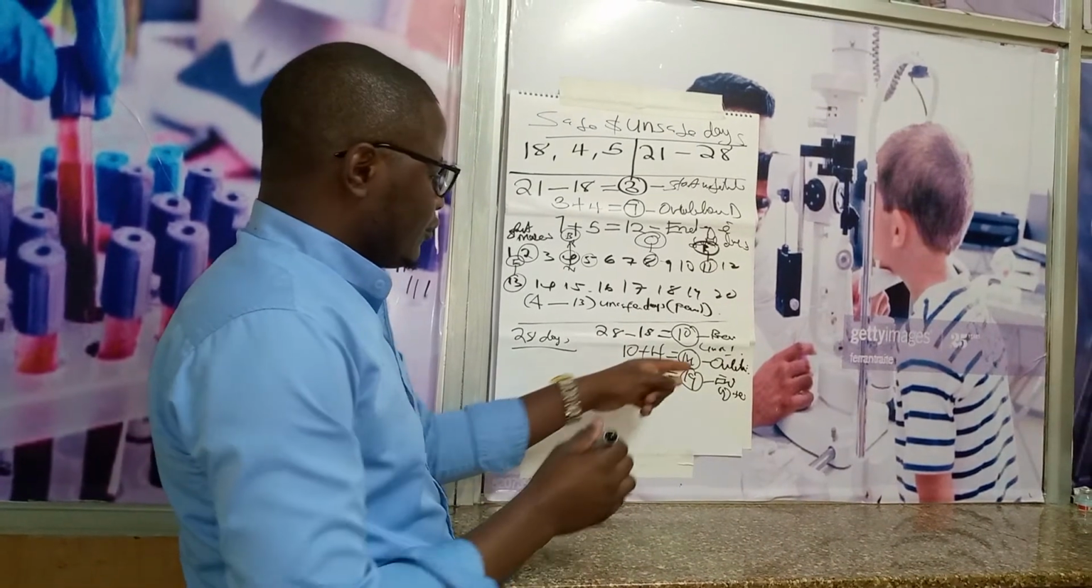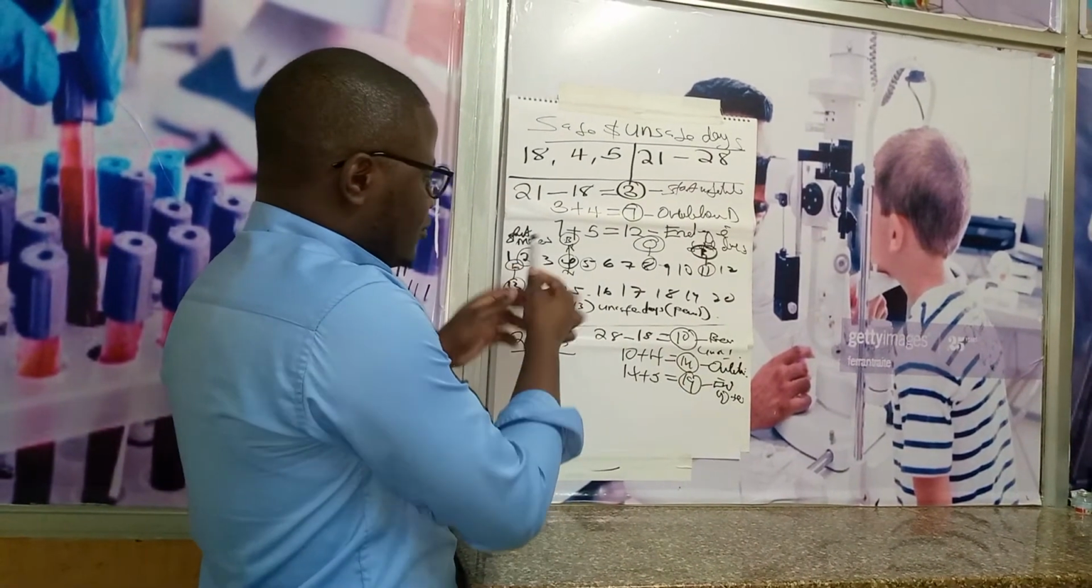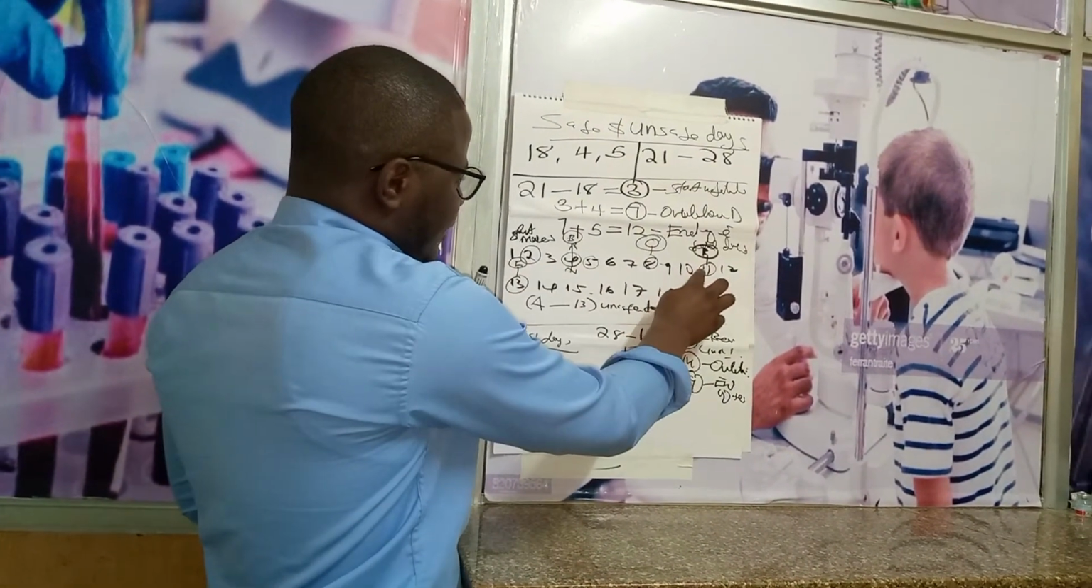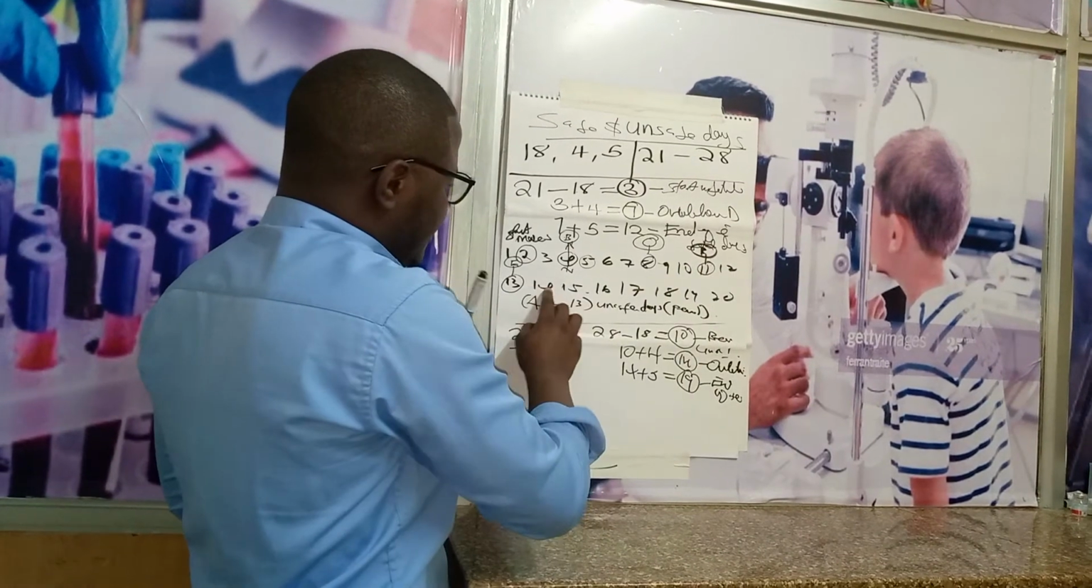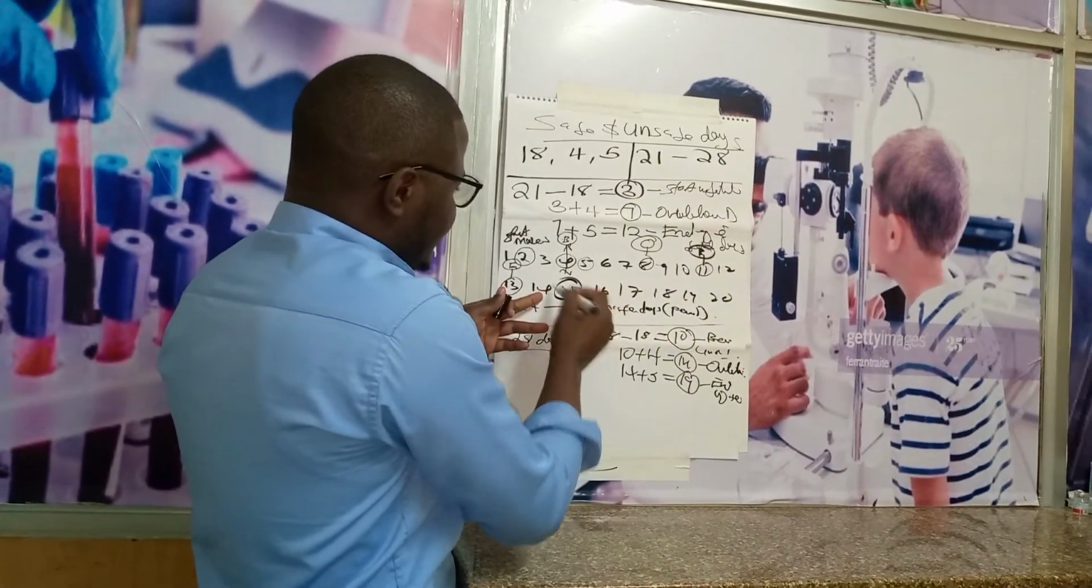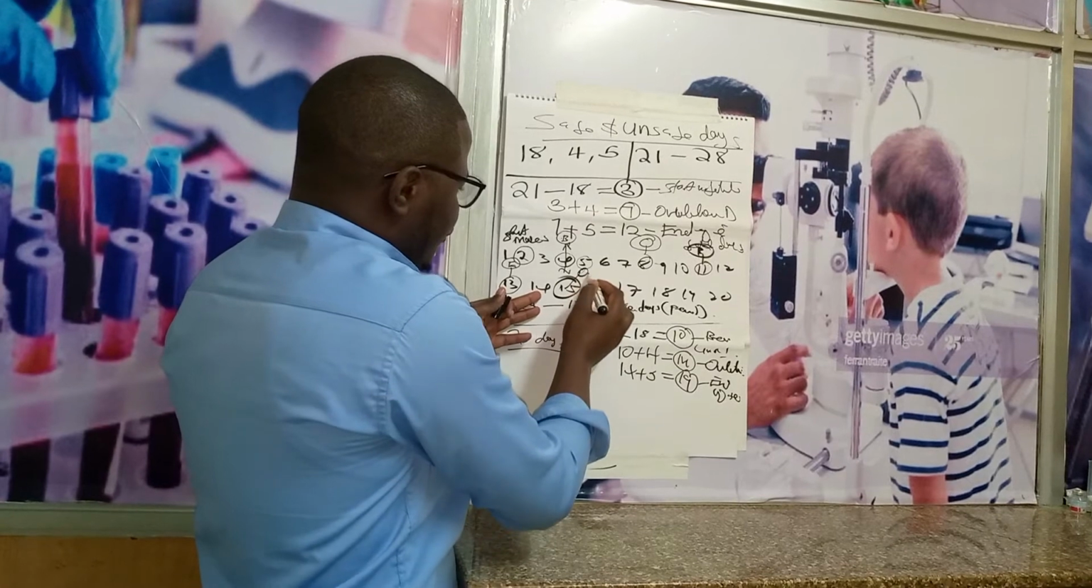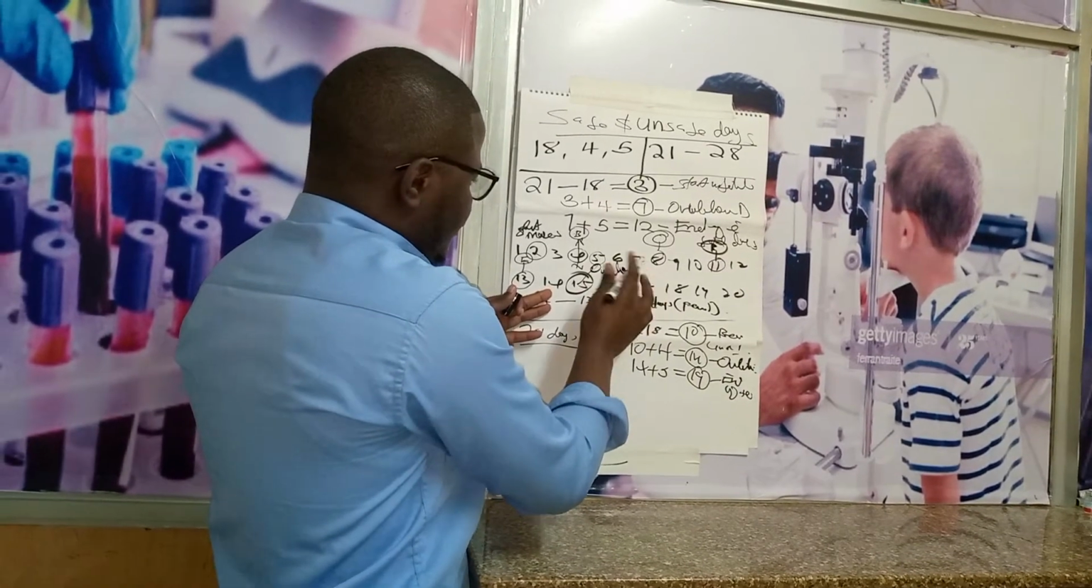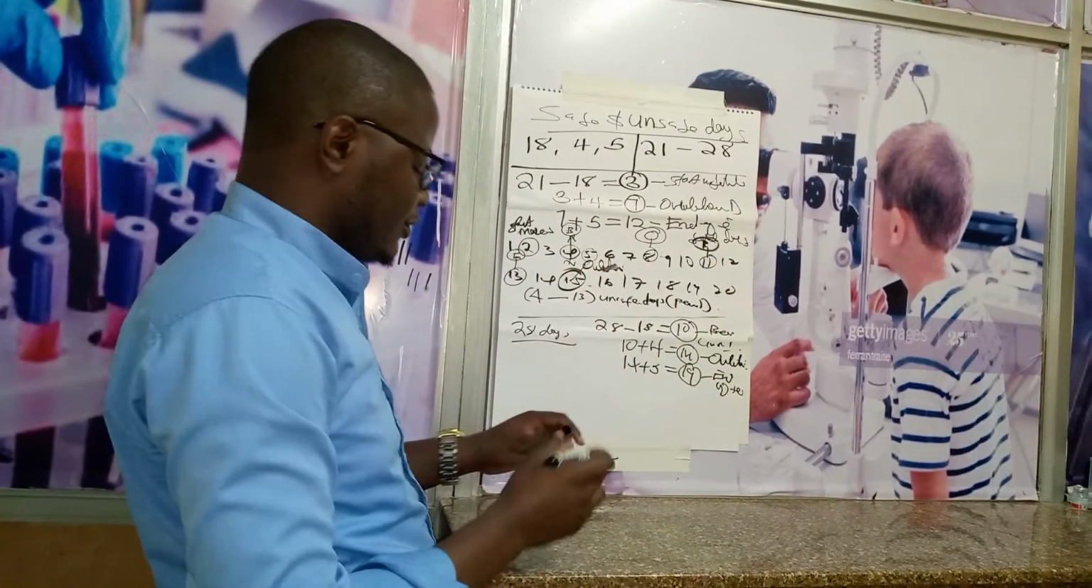Again, you will count 14 days from the second. So from here to here, this is 10 days. This is 11, 12, 13, 14. So date 15, that will be your ovulation day.